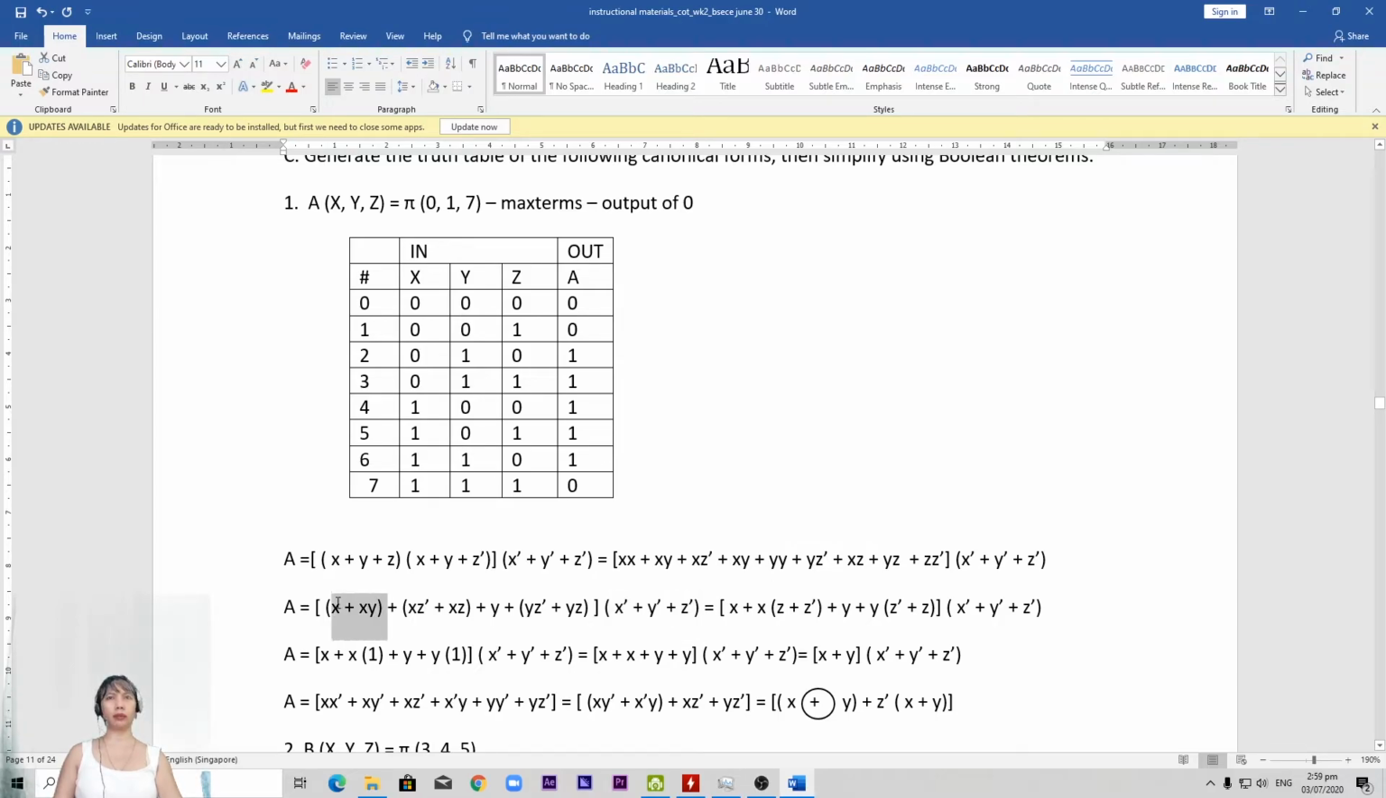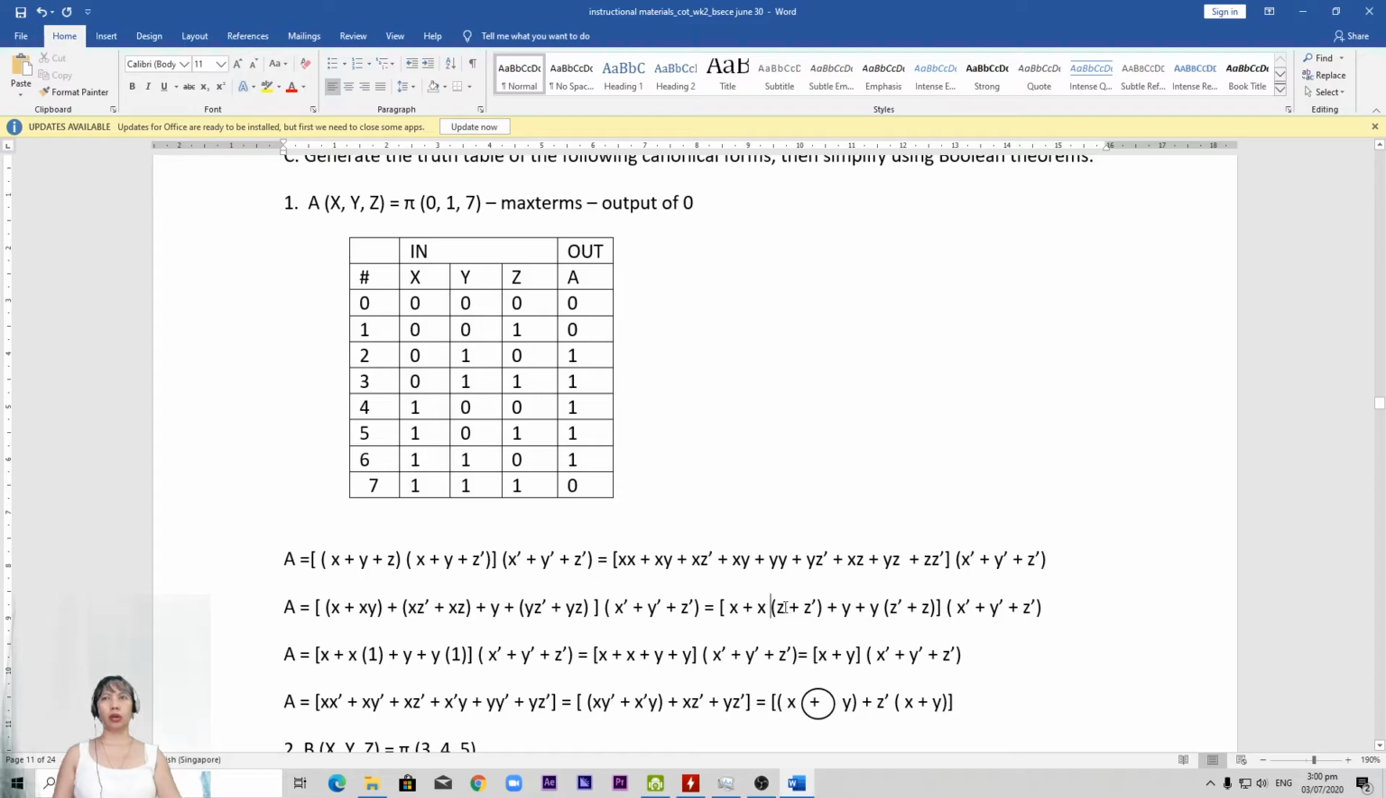Okay, so we have this Boolean algebra: x plus xy is equal to x. And then for xz prime plus xz, we factor out x, x times (z plus z prime), then plus y, plus again factor out for this one yz prime plus yz, so factor out y, so y times (z prime plus z). Okay, and then copy the third term.